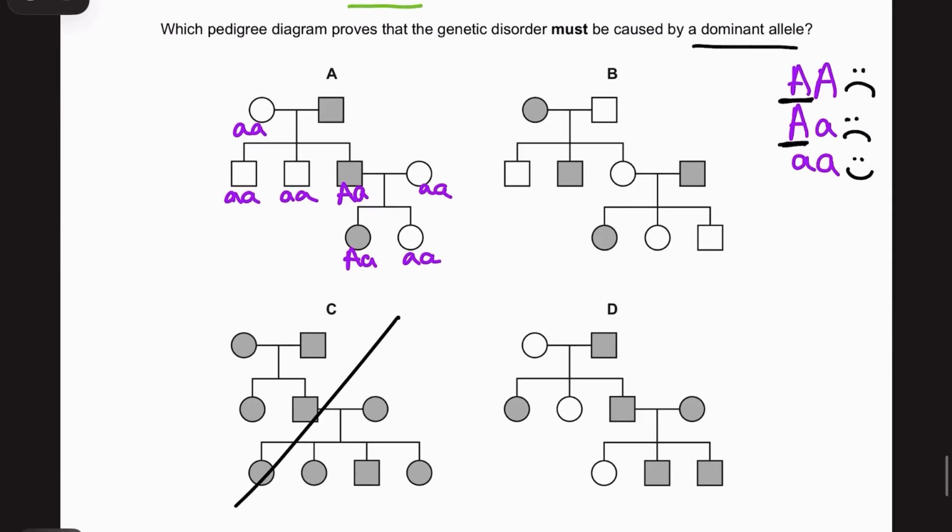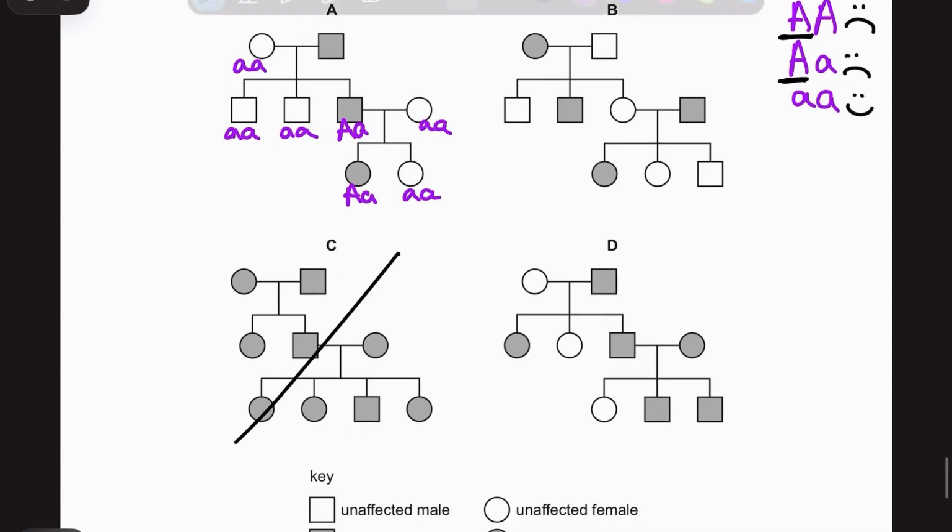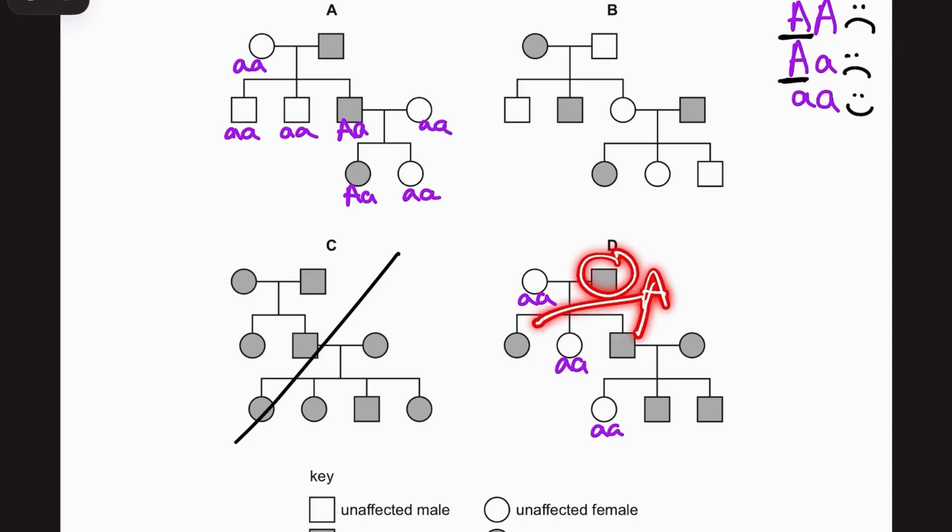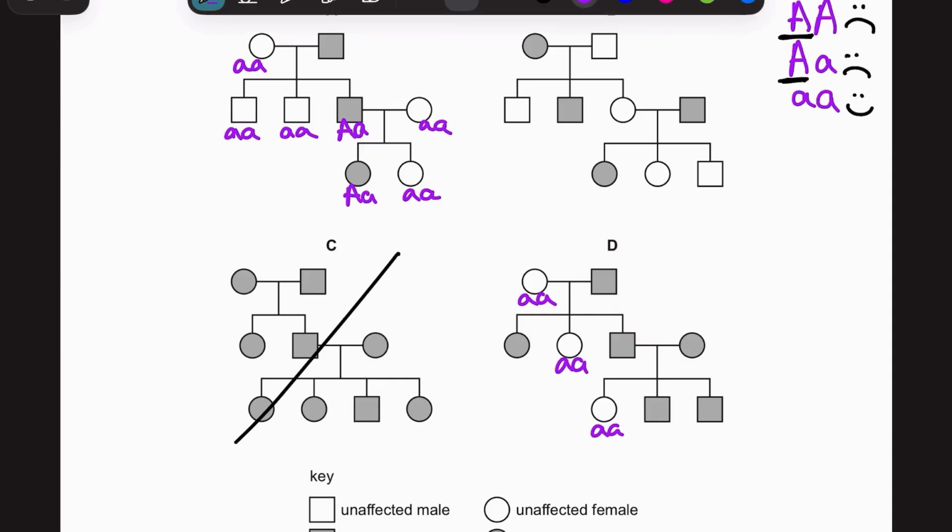Okay? Let's do D, just to try something different. Same thing here. So I know that all of the white ones are small a, small a, small a, right? Because they don't have the condition at all. That's why they're smiley face. And then the black one, same thing here. This grandfather here must have at least one big A because he passed on that big A to both his son and his daughter down here. Make sense? So he has one big A. The other one, it doesn't really matter. I don't really know because I don't have any information on his parents.